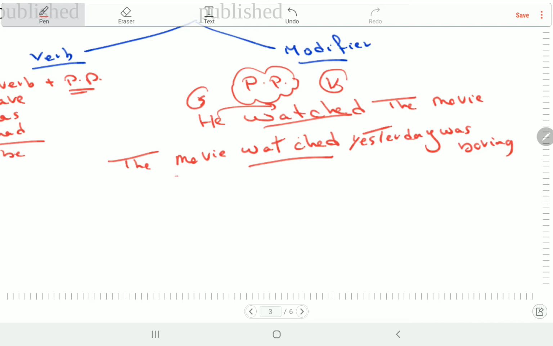So here, in the second example, the movie was boring. So this is the verb for the movie. So you are modifying the movie. Watched is a modifier. It talks about any movie that you watched yesterday. So here it comes as a modifier.